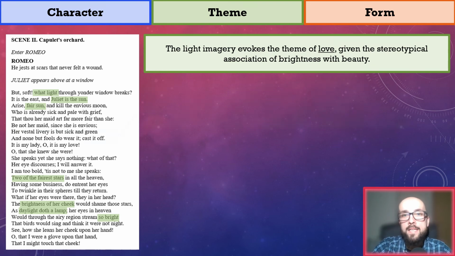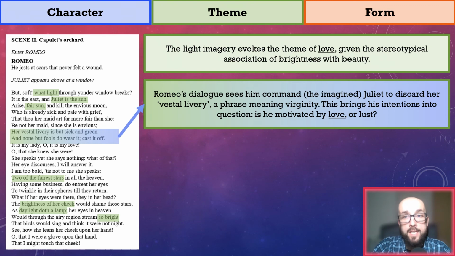You see, the phrase vestal livery means virginity. We know that Romeo intends to allude to this because the green sickness he mentions links to an illness called the green sickness in Shakespeare's time that physicians thought only affected young, unmarried women. Anyway, Romeo tells Juliet to shrug off her virginity, claiming that only fools cling to it, which therefore brings his intentions into question. Does this young Montague wish to romance Juliet or just sleep with her?